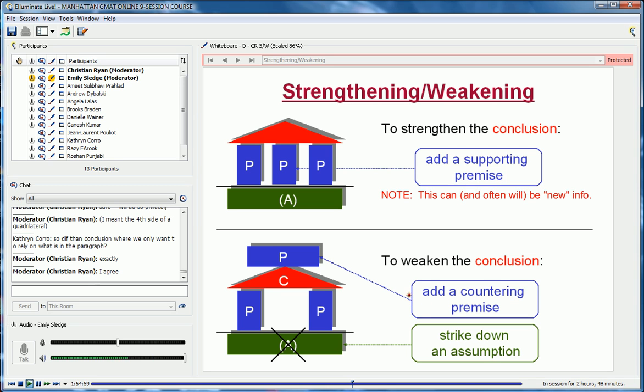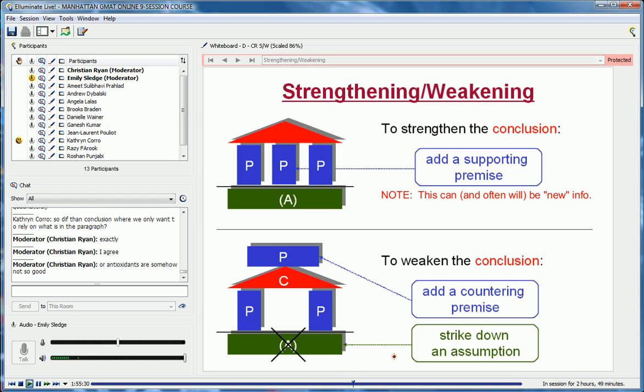To strike down an assumption in that one, you might attack the assumption that antioxidants are essential for optimal health. You might say something like this: other things besides antioxidants are more important for maximizing health, or there are better sources for antioxidants if that's what you want. Something like that. If that makes sense so far, give me a smiley face and let me know if it doesn't. Yeah, if they're not so good, found elsewhere, greater concentrations or something like that.